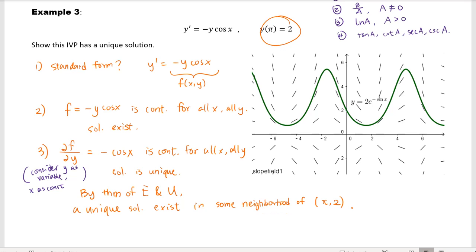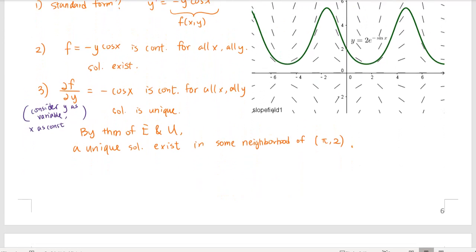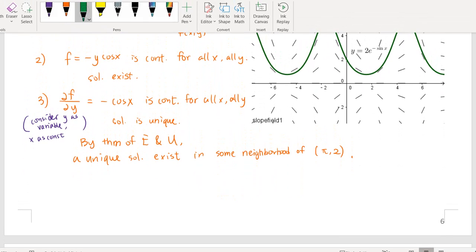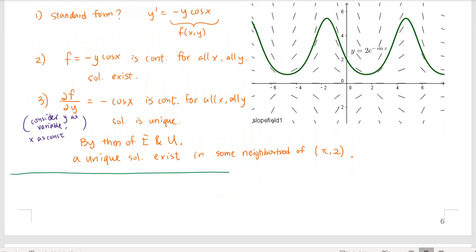In general, there are 3 possibilities for how we answer the question. What are those 3 possibilities? First, a unique solution exists in some neighborhood, and so on. Second, we have existence, but not uniqueness is guaranteed.